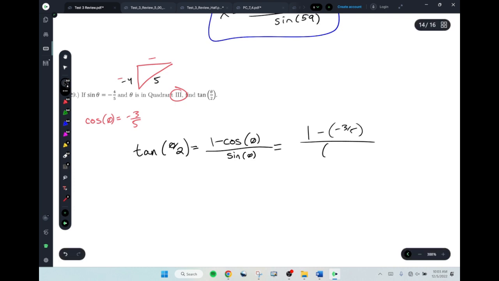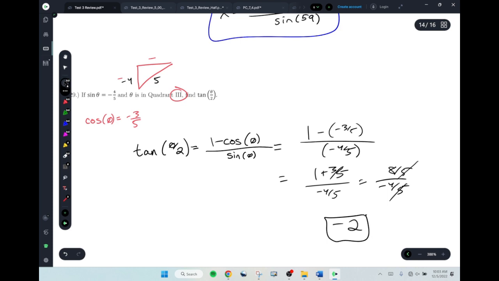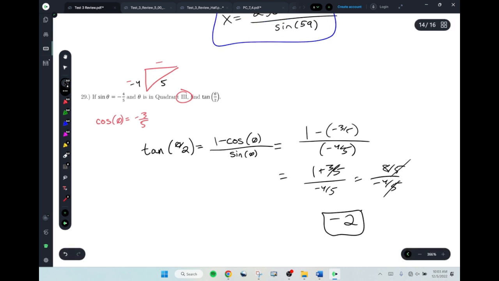Negative 4 over 5. Do some math. 1 plus 3 over 5 is 8 over 5. So 8 over 5 over negative 4 over 5. The 5's cancel. You got negative 2. That's not too crazy. But the formula is a thing. That formula for tangent of theta over 2, it's a thing.